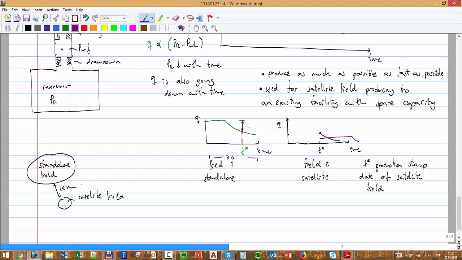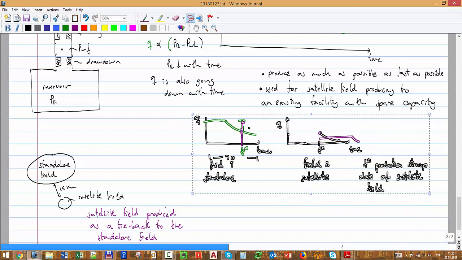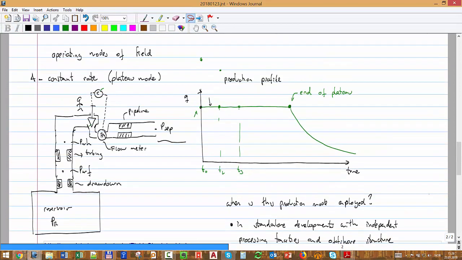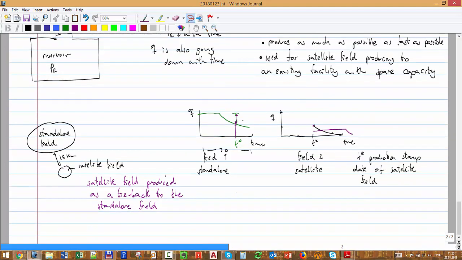It's called the tieback. Okay. Tieback. So the satellite field produced... Okay, remember these two production modes, and you also have to remember that a field produced in mode A is always going to end up in mode B. Okay, mode A always goes to mode B. Any other question?